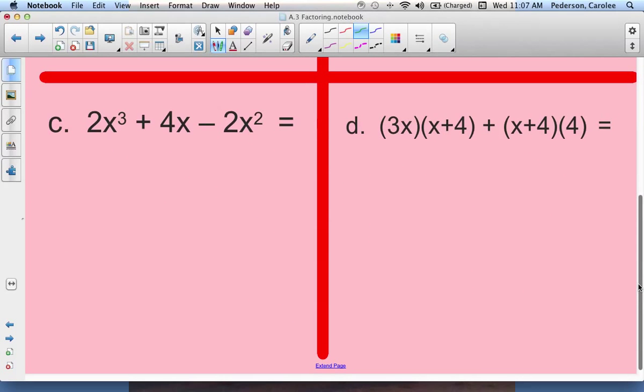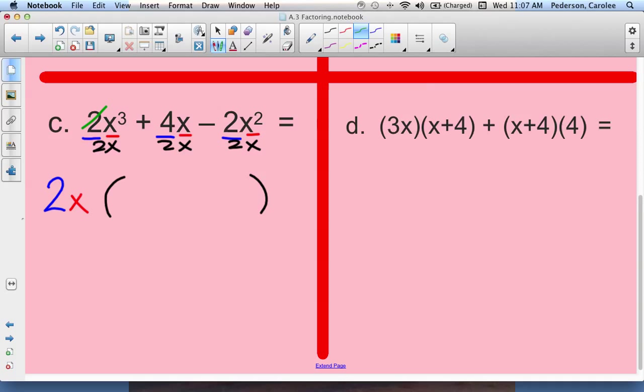This third example has a GCF. Talk about the numbers first. The greatest for a number is 2, and then the greatest for a variable, this has an x cubed, an x, and an x squared. So we can take out an x. And then what you're doing is you're dividing all of the terms by 2x. And now let's see what we're left with.